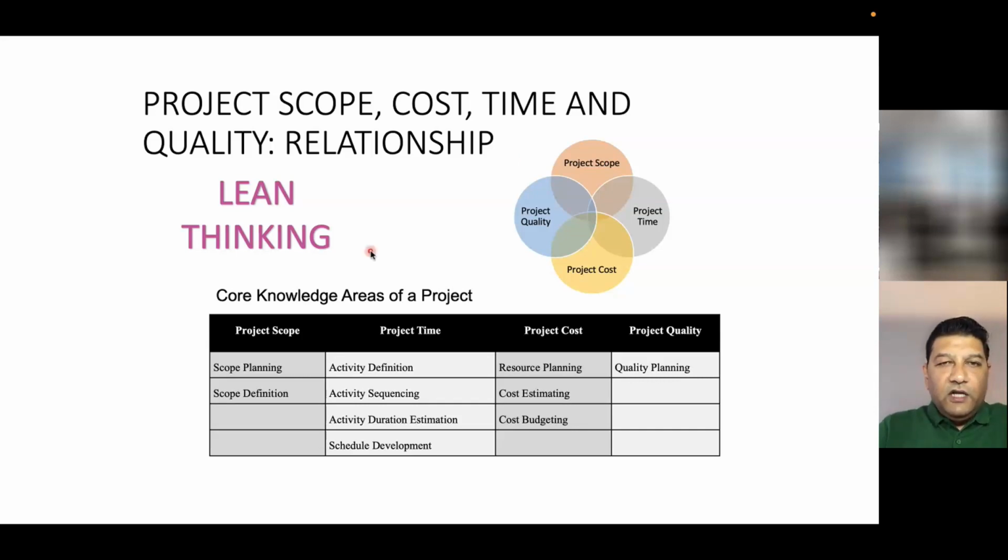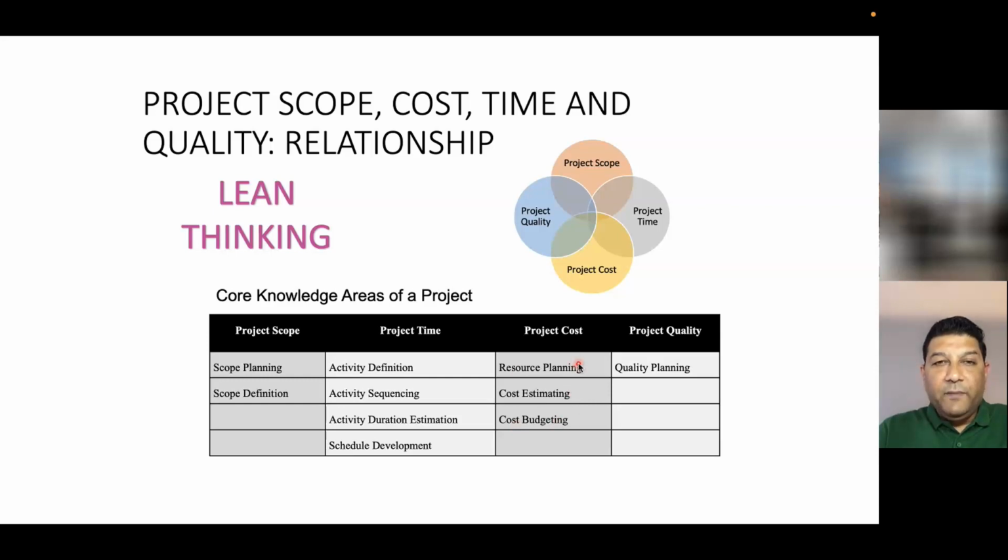So the core knowledge areas for your construction project are: you need to understand the project scope, which is given in your assignment. You need to plan for it, and you need to define your project scope. Then time, which covers activity definition, sequencing, duration, and schedule development. We will work on an exercise today, which will give you an idea how we can come up with the work breakdown package. And the project cost, which is resource planning, cost estimating, and budget estimating as well.